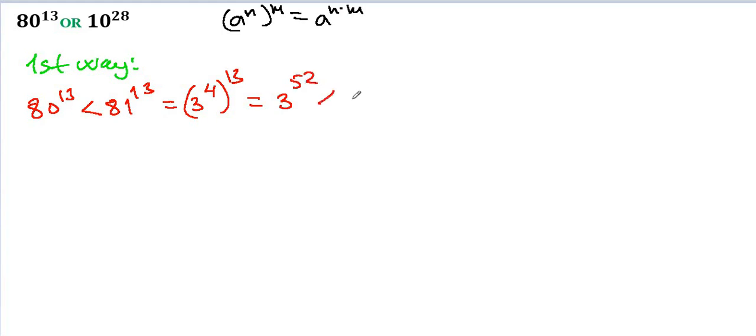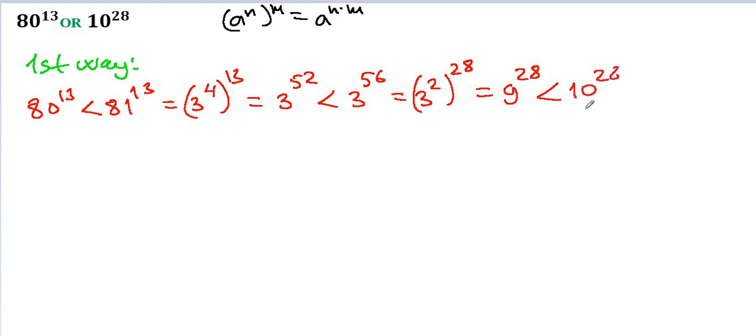And this one is strictly less than 3 to the power of 56, and again I can express 3 to the power of 56 as 3 to the power of 2, all to the power of 28, and this is going to be equal to 9 to the power of 28, and this one is strictly less than 10 to the power of 28. And as you can see, overall we can conclude that 80 to the power of 13 is always less than 10 to the power of 28. So this was the first method.